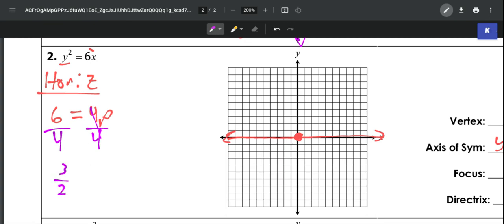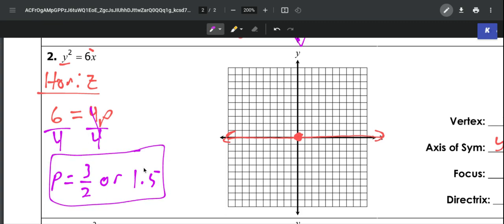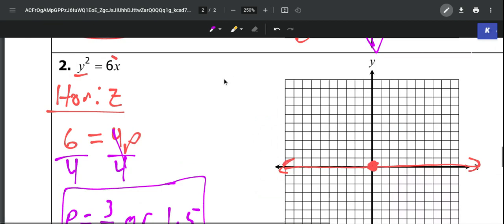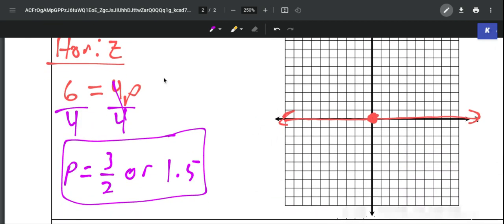3 over 2. So here's what I would do if I were you. I would say P is equal to 3 over 2 or 1.5. That way you have the decimal for graphing purposes, because to me, it's easier to graph decimals than it is fractions. But if you can graph a decimal or a fraction better, then do it however you want to do it.